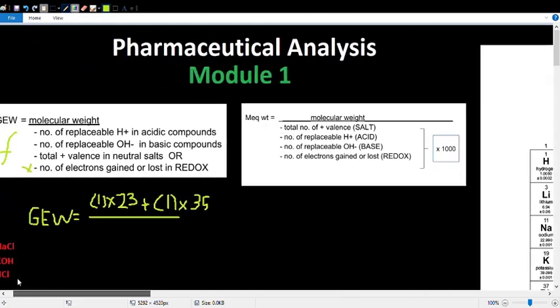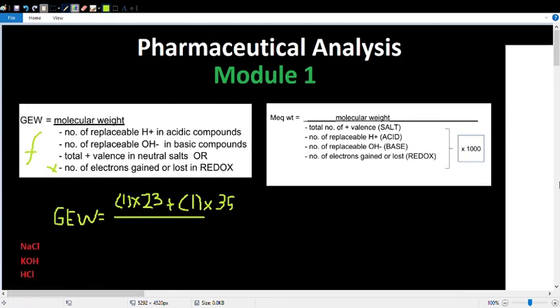So let's go back. For sodium, as we saw earlier, the valence is 1. Let's proceed with the calculations. 35 times 1 is 35, plus 23 times 1, which is 23. So 23 plus 35 is equal to 58, then divided by 1 is equal to 58. So that's the gram equivalent weight, guys. It's very simple for sodium chloride. Moving to the milli equivalent weight, we just divide it by 1,000.